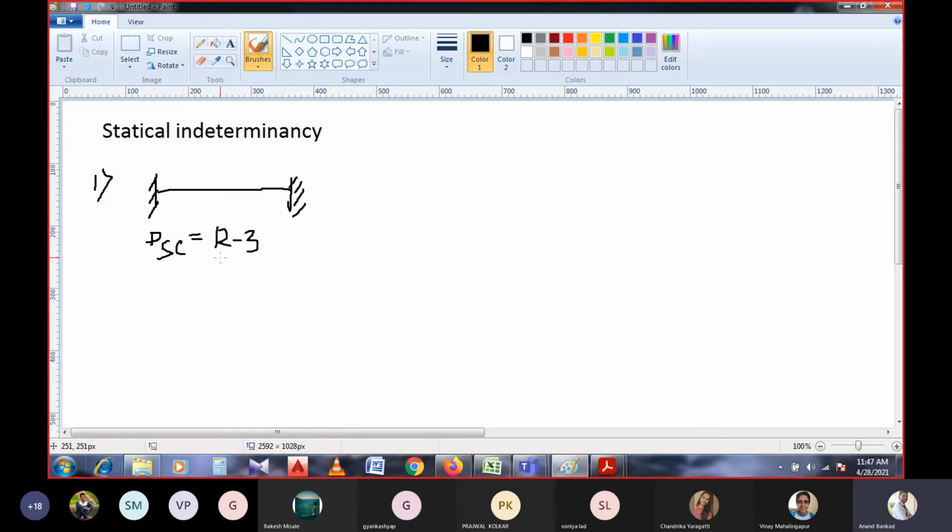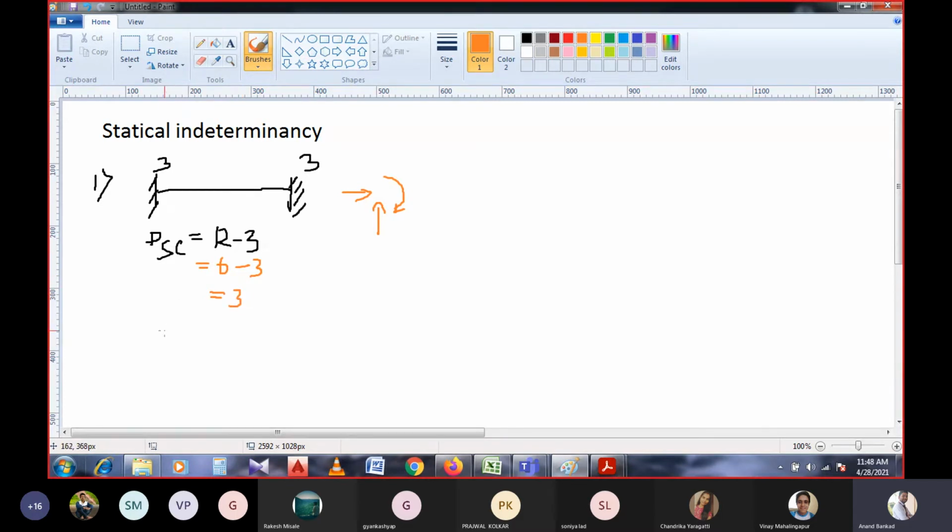What is the value of R over here? Please tell me, anyone. 6. Six, because we have 3 here and again 3 here. That is the horizontal force, vertical reaction, and the moment, correct? That means there are 6 reactions and we have 3 equilibrium conditions. We are left with 3.